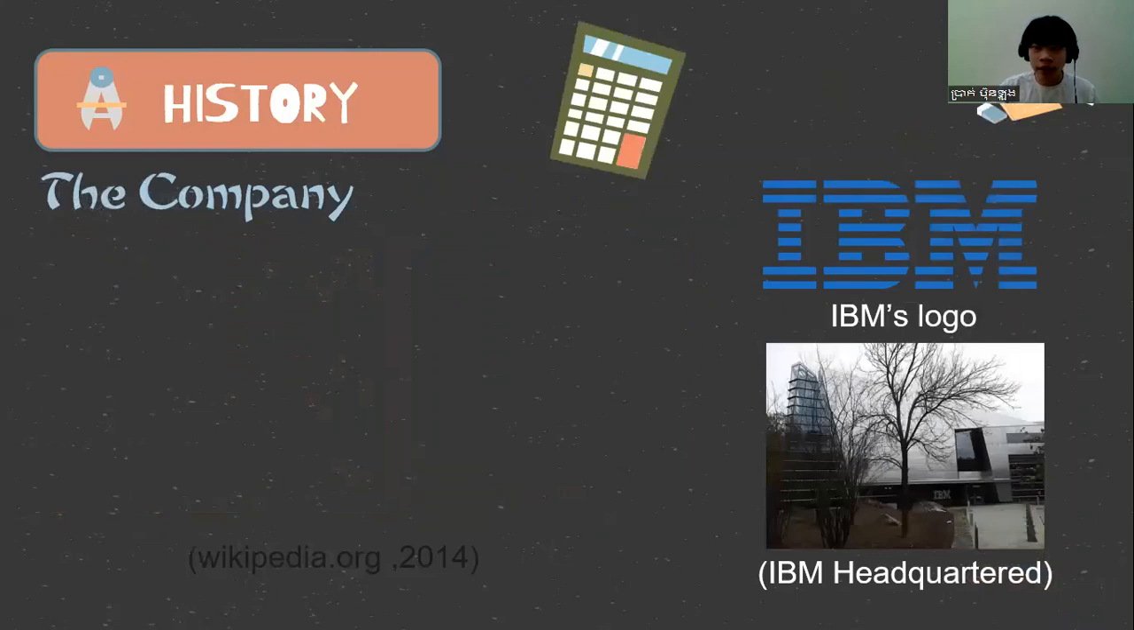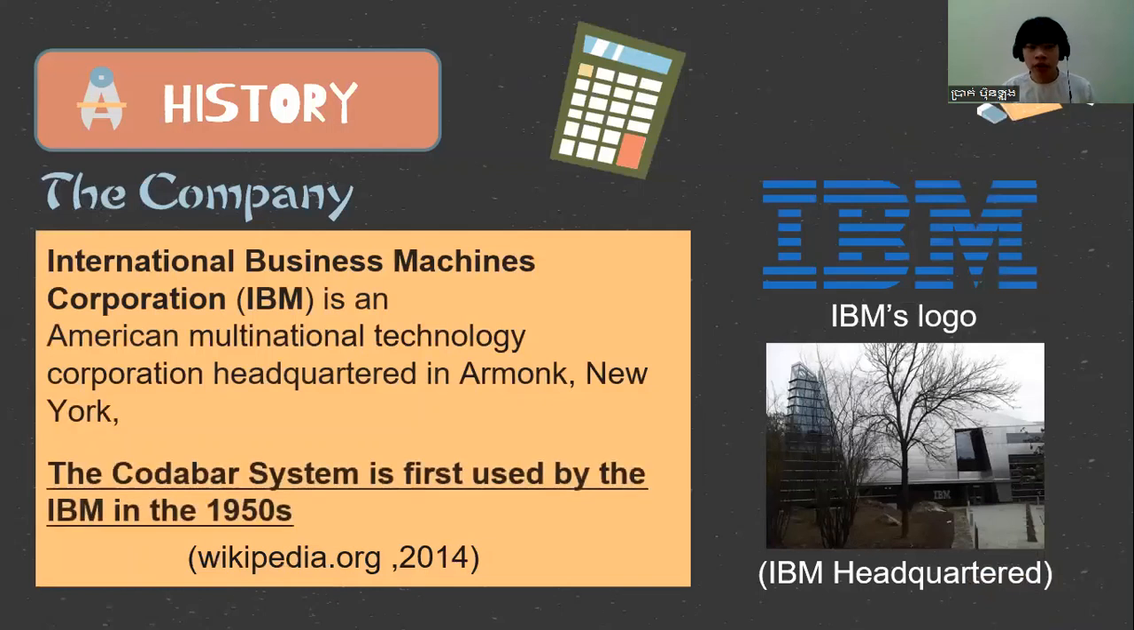The company that created the Codabar system is IBM, also known as the International Business Machines Corporation. It is an American multinational technology corporation that has its headquarters in Armonk, New York. The Codabar system was first used by the IBM company in the 1950s. Here is the logo of the IBM company and its headquarters in Armonk, New York.